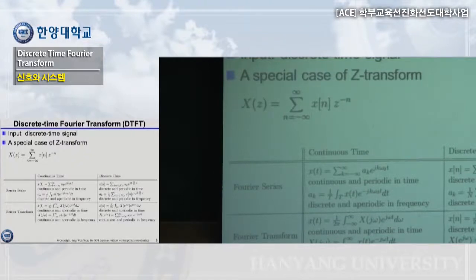Also, even though this x[n] is not continuous, the Fourier transform of it is periodic. Does not make sense, right? Doesn't make sense. However, this is a very interesting property.